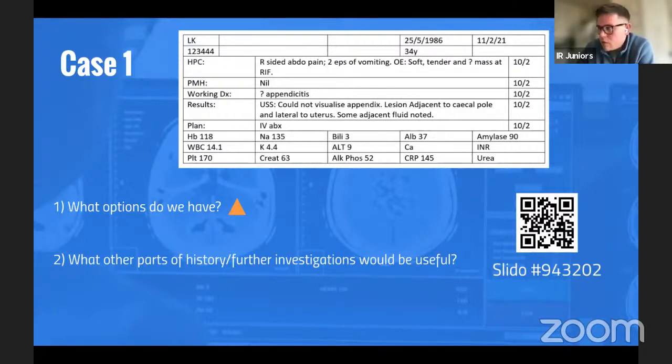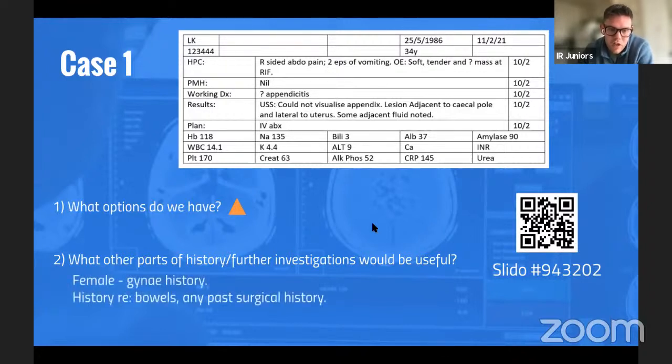The other one, as a lot of people went for the CT scan there, which is potentially very appropriate and potentially something that could happen in this setting. We don't have the full picture here, and other parts of the history and investigations will be useful. Hopefully you've been thinking about that along the way. That would obviously be a full gynae history from this patient. That may not have been clear, but if it is a female, you want to get a gynae history.